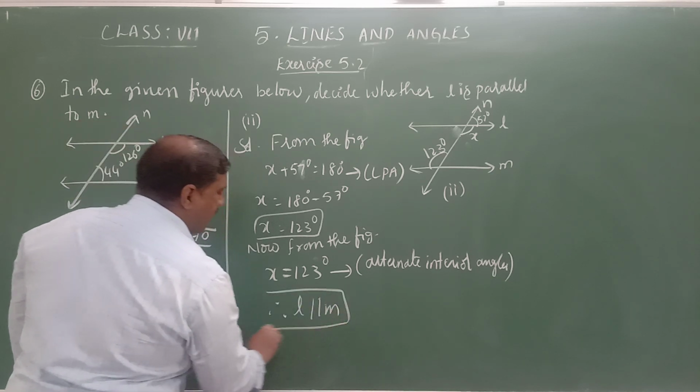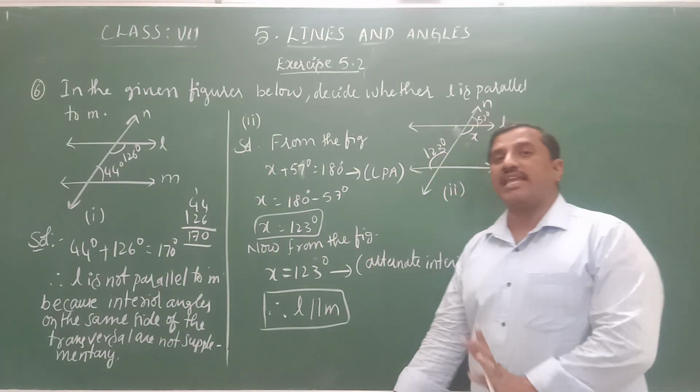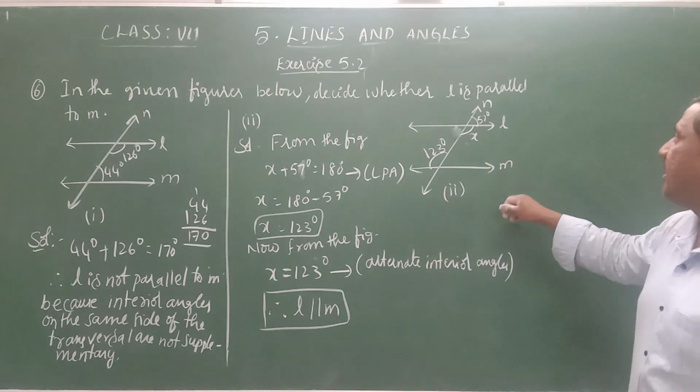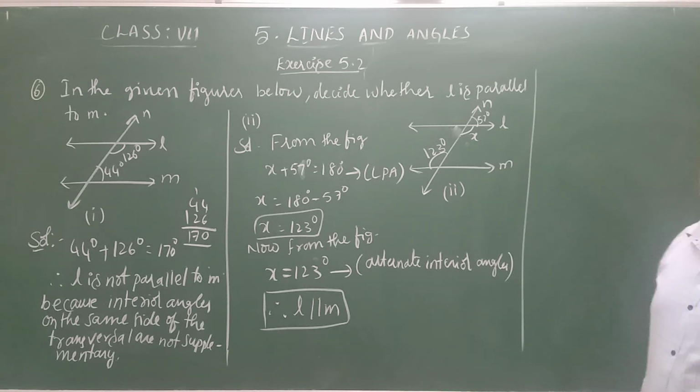Why are they parallel to each other? Because one pair of alternate interior angles is equal. Therefore, L and M are parallel to each other. I hope you understand today's concept.